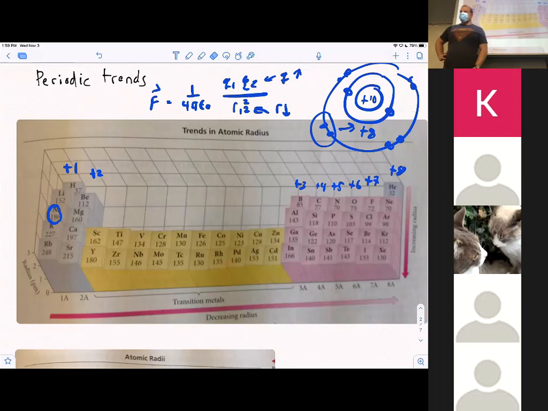So, other questions? Actually, no one has ever asked me that question before. Okay, electrons? Yeah. So good job. Okay. Yeah.